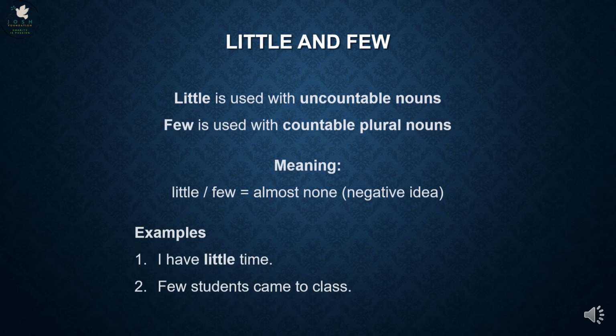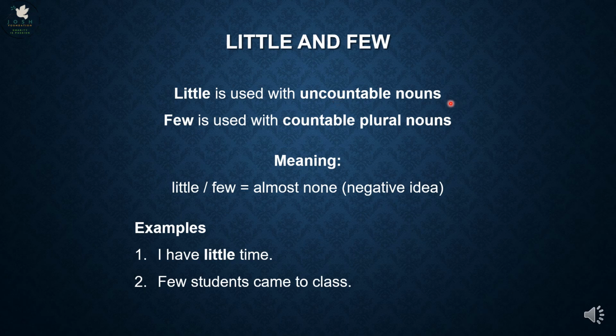Little and few. Little is used with uncountable nouns. Few is used with countable plural nouns. If it is a singular noun, we use the article a or an. You know that at this level. The meaning when I say little or few is that it is almost none. It is a negative idea. Example, I have little time. I could also say few students came to class. In this case, I'm saying that it's almost none.